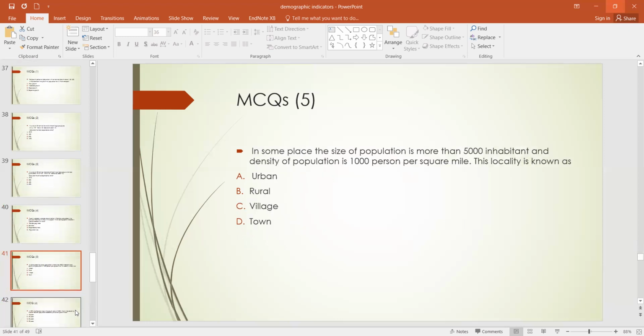In some place, the size of population is more than 5,000 inhabitants and density of population is 1,000 persons per square mile. This locality is known as urban locality, rural locality, village, or a town. A is the right answer, urban.